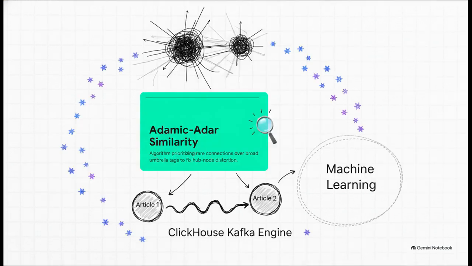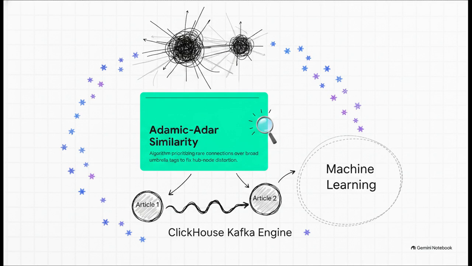But we run into a bit of a mathematical trap here, known as hub node distortion. Basically, if you use standard similarity metrics, two completely unrelated articles might get a perfect similarity score simply because they both happen to use a massive generic tag like machine learning. To fix this, the developer used the Adamic-Adar similarity algorithm. Think of it like this. If two articles share a super rare, highly specific connection, say ClickHouse Kafka engine, the algorithm gives that a massive weight.